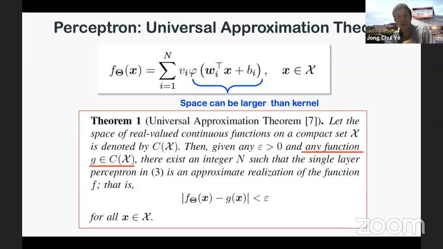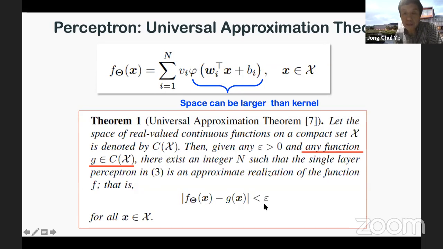In the perceptron, one of the nice things is the so-called universal approximation theorem. Here, the perceptron is usually given by a linear layer with a bias term, and there is a nonlinearity. This is then linearly combined with expansion coefficients. The nice thing about the perceptron is that the space it can generate with this kind of neuron is much larger than, I would say, the RKHS. Because, for example, in the original theorem, any function in continuous space can be approximated with the perceptron to arbitrary accuracy.